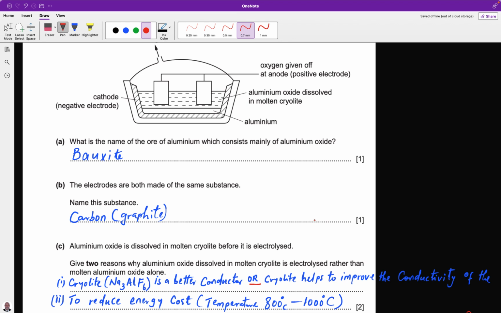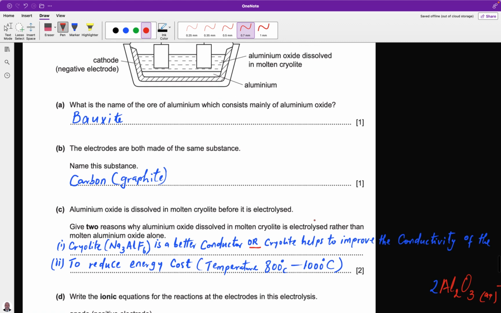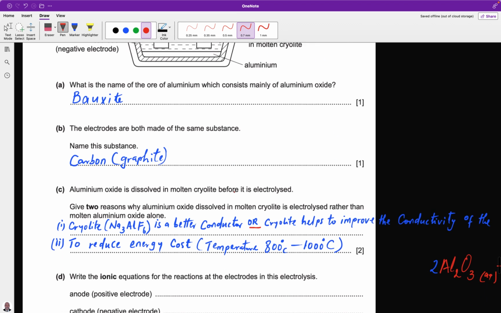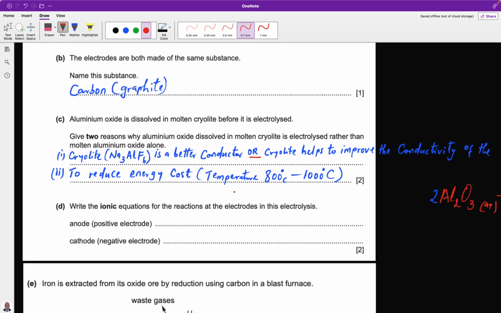The electrodes are both made of the same substance. Name the substance. It's graphite or carbon. C. Aluminium oxide is dissolved in molten cryolite before it is electrolyzed. Look here. This is molten cryolite. Aluminium oxide is dissolved in molten cryolite here before electrolysis.